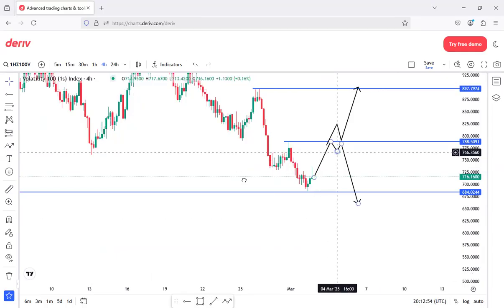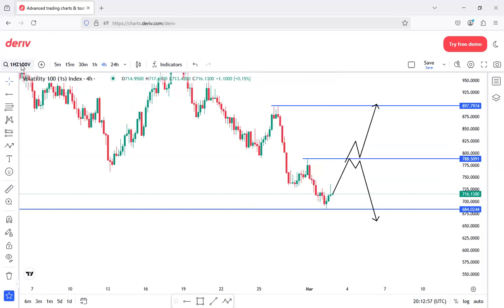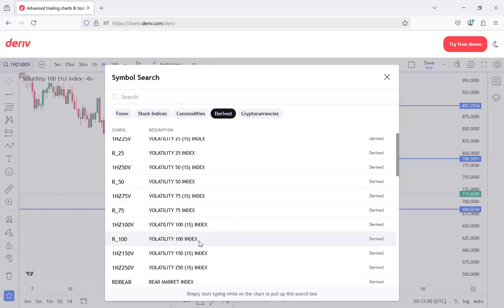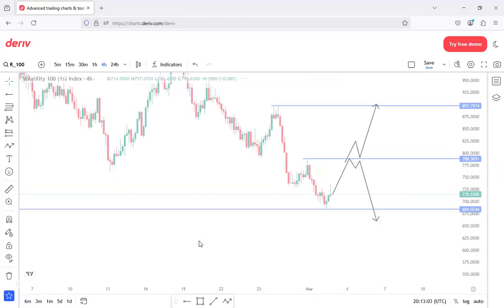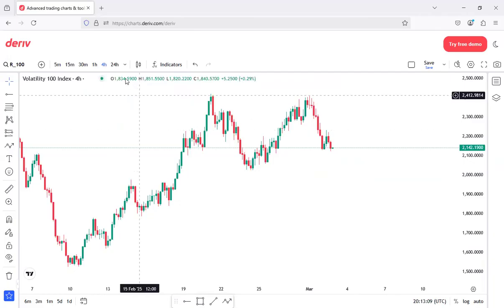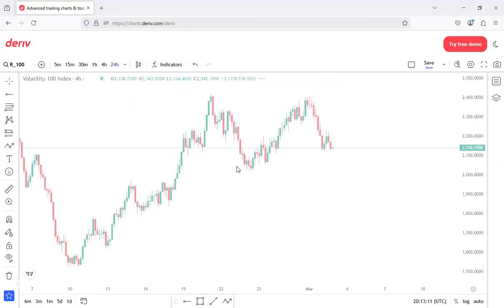So this is it on the Volatility 100 index. Sorry guys for taking your time. Let's go down to the 100 index. We just did the 101S index. I think this is the 100 index, currently on the 4 hours time frame. This is the 24 hours time frame.